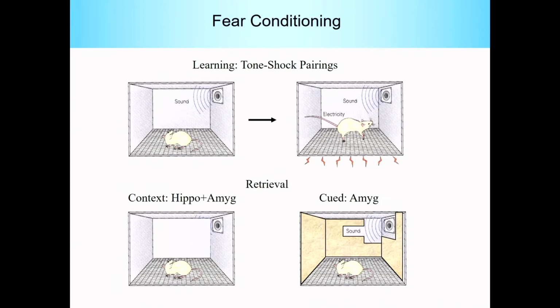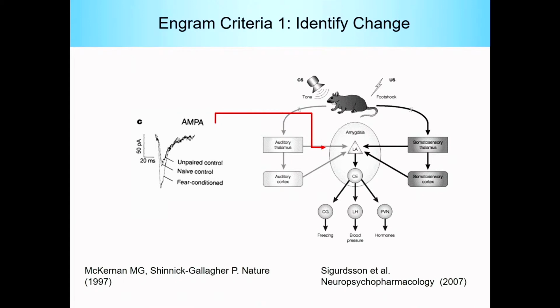And this is probably the most studied rodent behavioral model in the learning and memory field. We know a lot about the circuitry involved in this. So where do we look first for criteria one? Where can we identify a change? We know that the amygdala is important for fear conditioning. We know something about the inputs to the amygdala, particularly for the tone component.